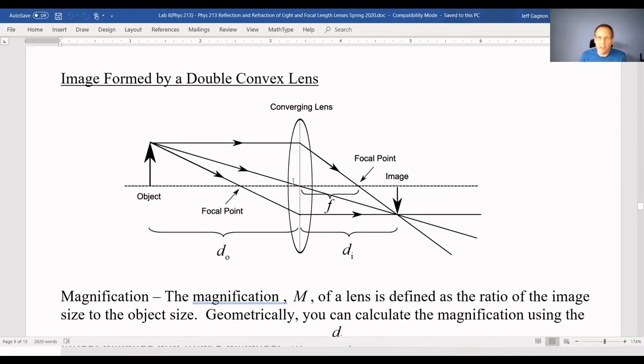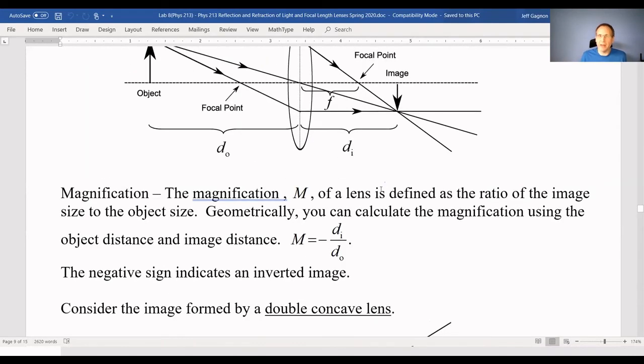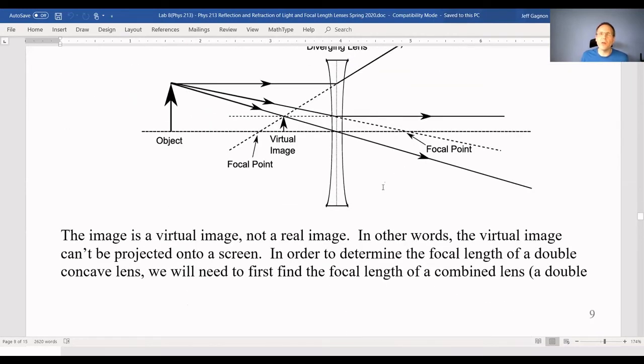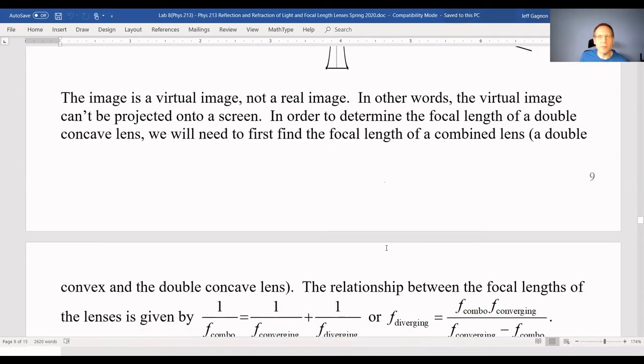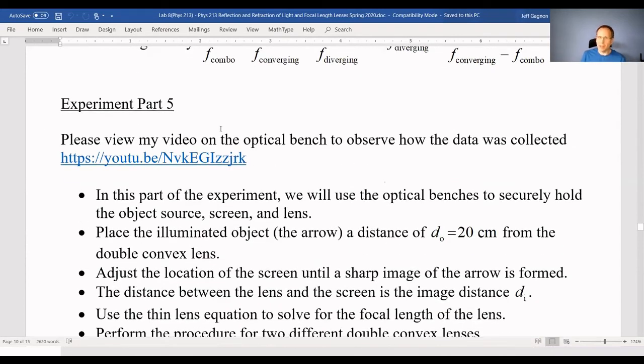If I put a combination of both lenses, where I have an actual image on the other side, I can move the screen there and focus that image. Okay, so we're going to combine the 10 centimeter converging lens with this diverging lens. Think of them as being placed together. And then we'll get a situation like this where we can figure out DO and DI. And we'll use that later to find the focal length of this diverging lens. I'll explain that in a minute. Okay, so again, look at my video on how I actually collected this data.